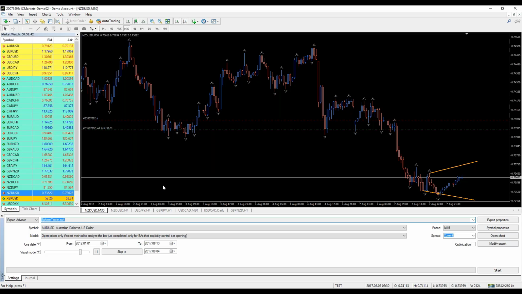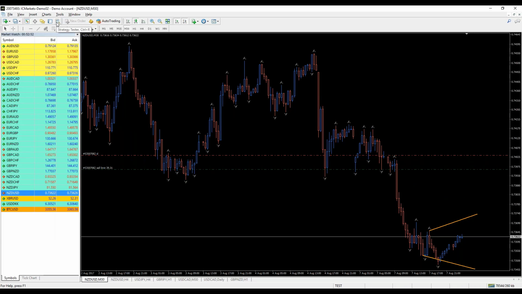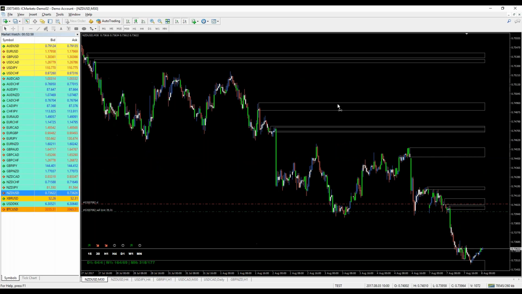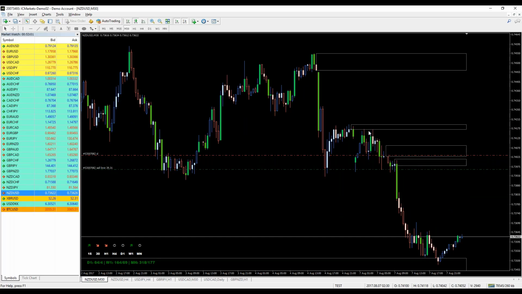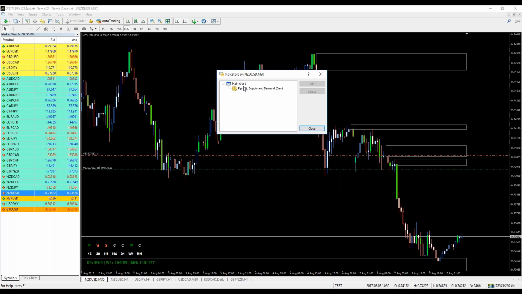Urton is asking, do you use consuming opposite supply and demand zones to define trend? Actually, I use it to qualify supply and demand, but I don't use it to define trend. For defining trend, I like to look at these swing points. I'm going to remove everything again just to make it very clear.